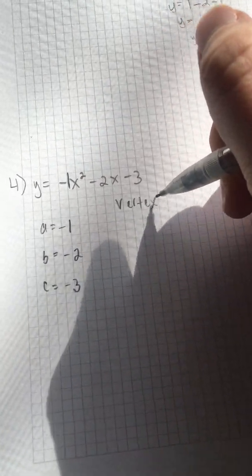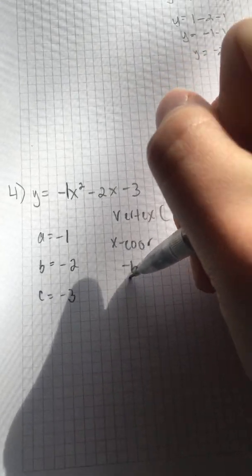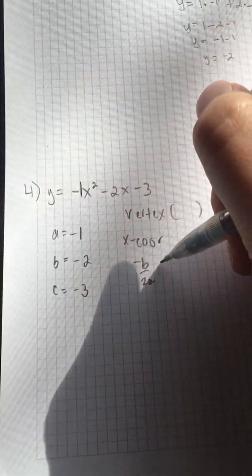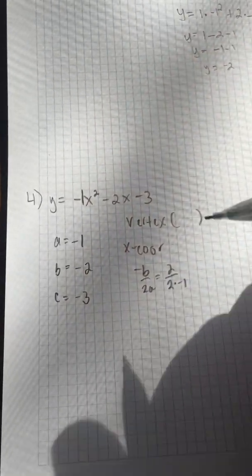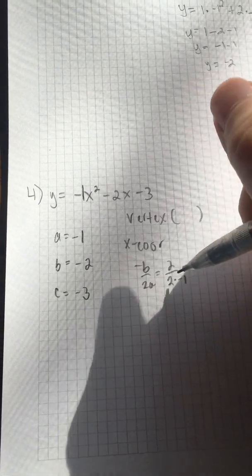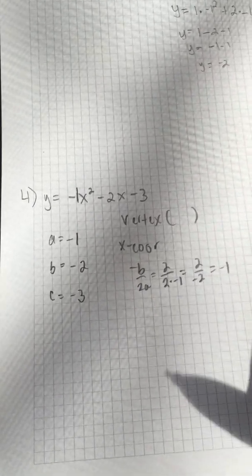Vertex, x coordinate, opposite B over 2A. The opposite of B is going to be 2, and 2 times a -1, because A is -1, so I sub in. You have to do the math in the bottom first. So you get 2 over -2, which is a -1.